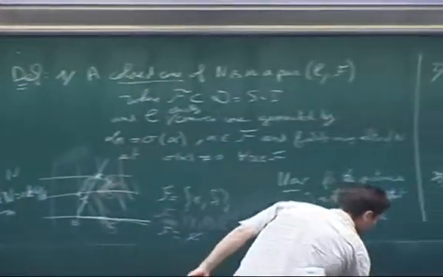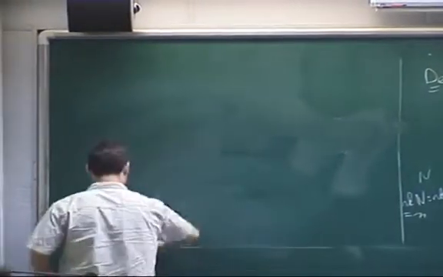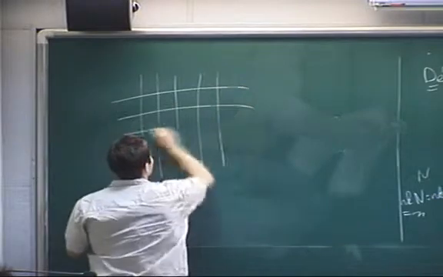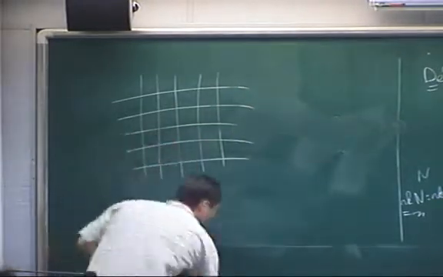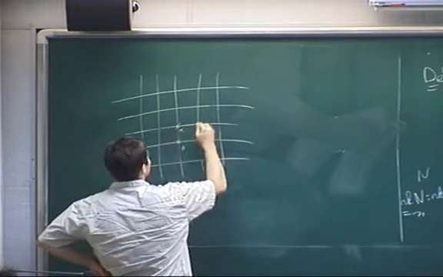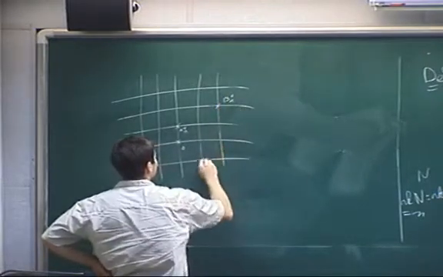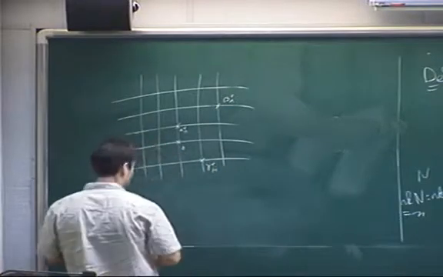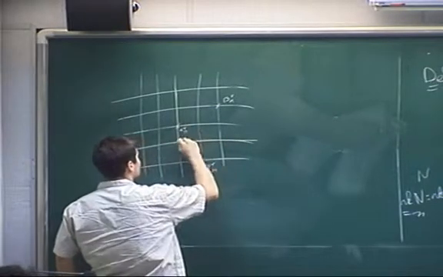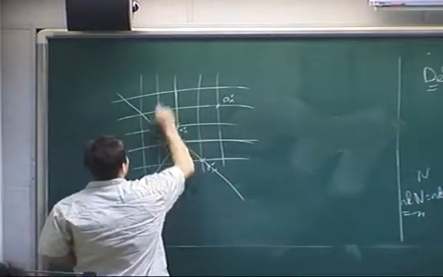So maybe I draw a picture. We'll have the lattice N, and then I can choose some colors. So I have 0 here. I have some colors, alpha. And then we can have a cone like this, and we can have several cones.